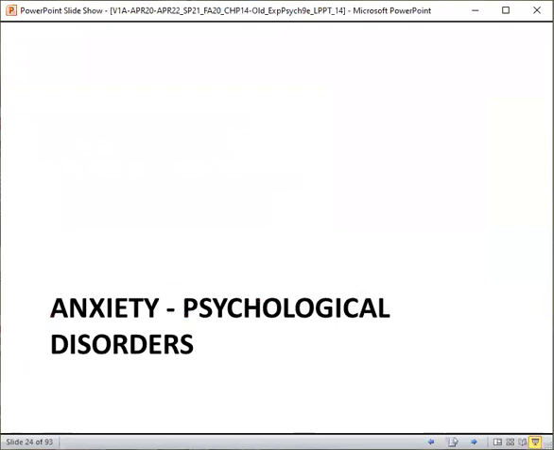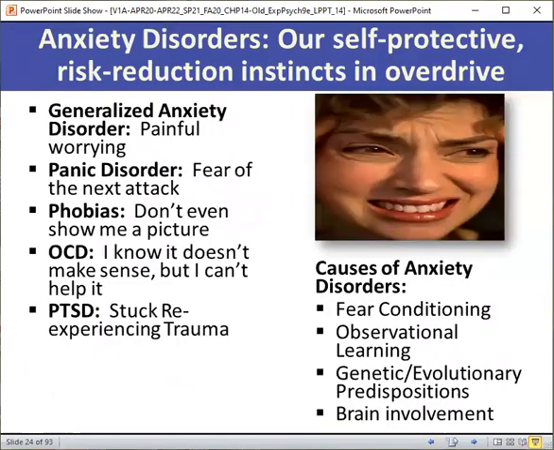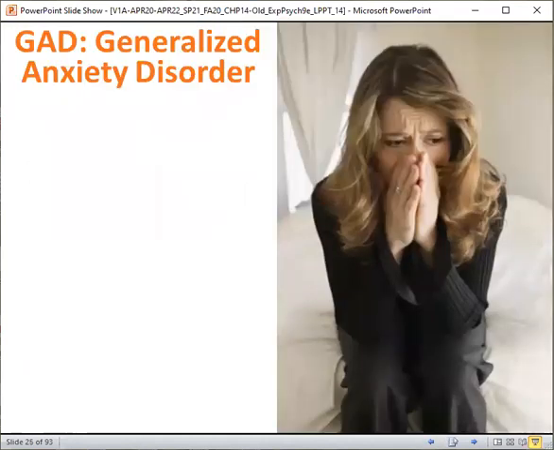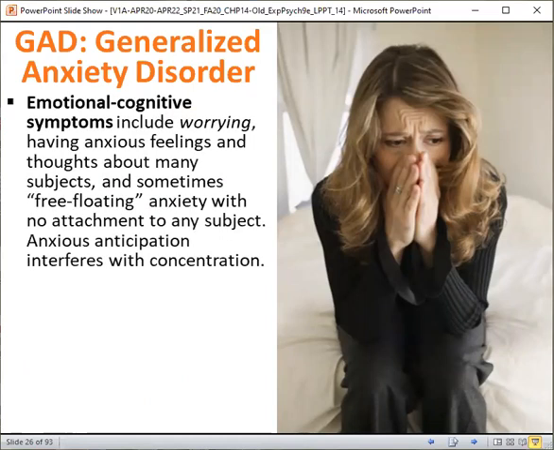All right. So now let's look at the psychological disorders themselves. We'll start off by looking at our friend anxiety. We'll look at generalized anxiety, panic, phobias, OCD, PTSD, and some of the causes of these anxiety disorders as well. So we start off by looking at generalized anxiety disorder.